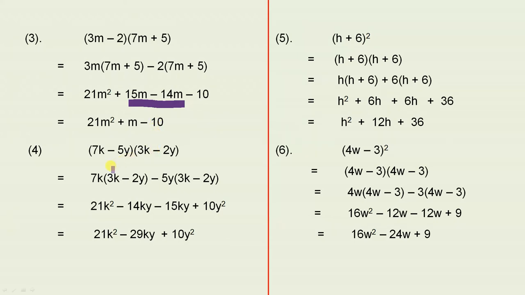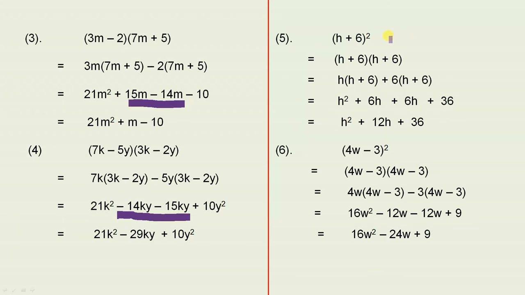Over here it's exactly the same. The 7k goes in front of the second binomial, and the minus 5y is in front of the second binomial. When we multiply through, we get that expression there, and then we have the like terms here. So minus 14ky and minus 15ky is minus 29ky. So that's the final answer.